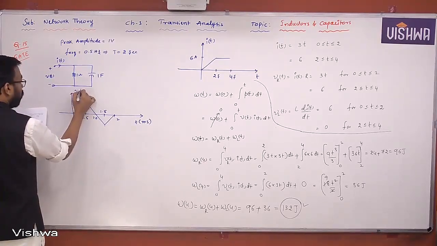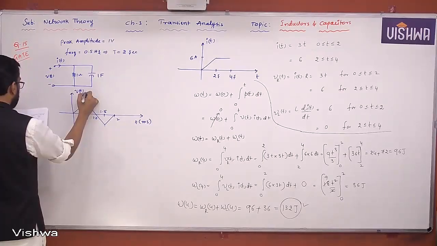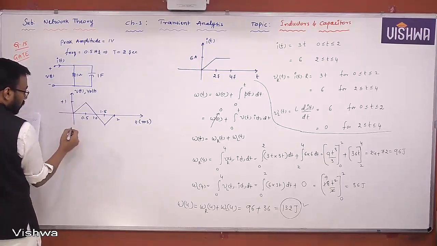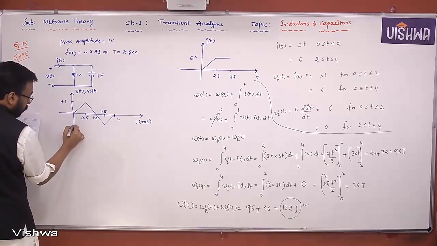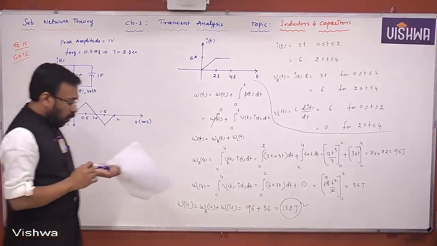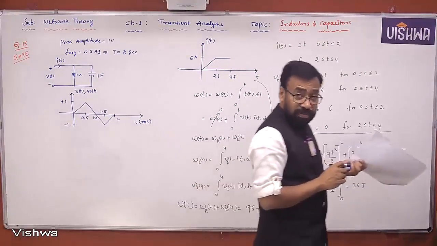Okay, this is the voltage given, right? Voltage, it is in volts. Peak value, how much? Plus 1, and this is minus 1. Okay, so this is the data given. Now what is expected here? There are some waveforms given.